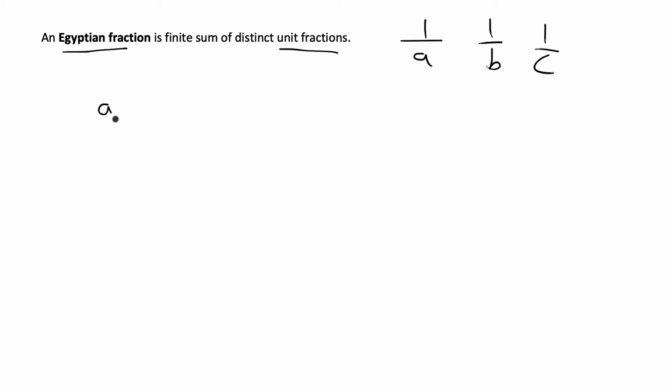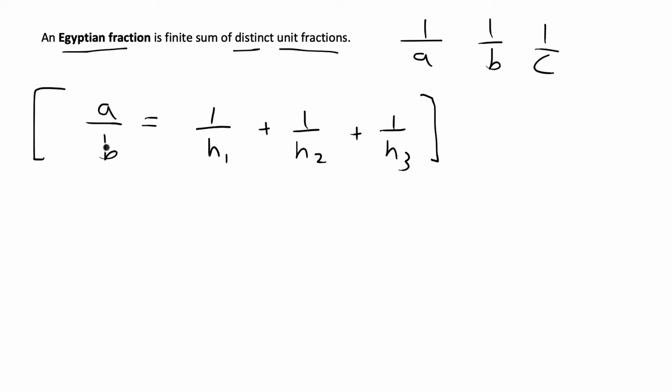So any positive rational number a over b, with a and b being positive integers, can be written out or decomposed as an Egyptian fraction, a sum of unit fractions of the type 1 over n1 plus 1 over n2 plus 1 over n3, as an example, where n1, n2, n3 are all distinct. So they have to be different values. They can't be equal to each other. This type of decomposition of any rational number a over b is known as an Egyptian fraction.